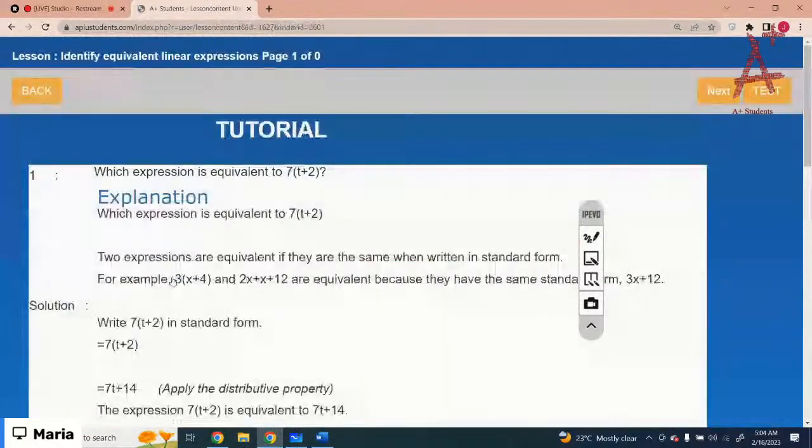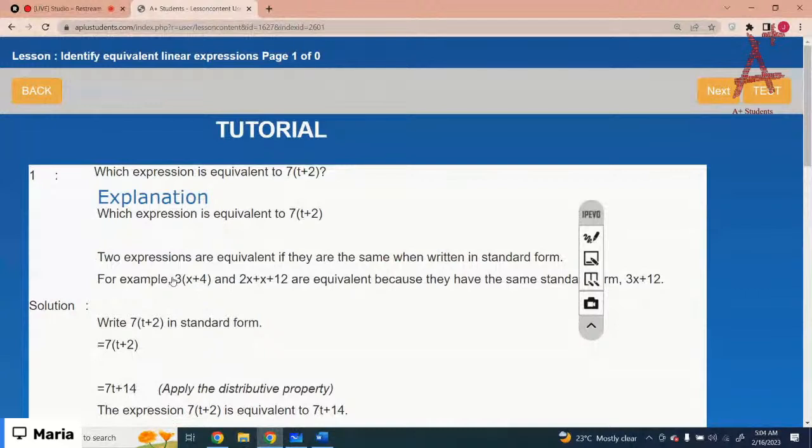Okay, let's start with the first one. Which expression is equivalent to 7 times (t plus 2)? So basically you are given the options on the test questions. You need to see which of the options is equivalent to the given one. Two expressions are equivalent if they are the same when written in standard form. Like if you write them in standard form, they are the same.